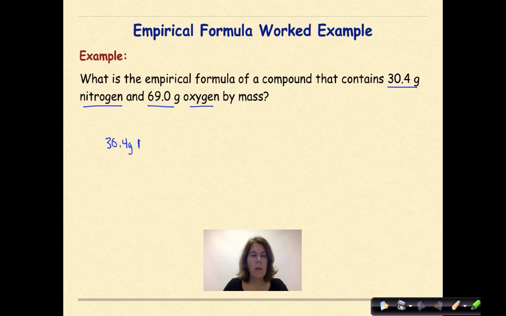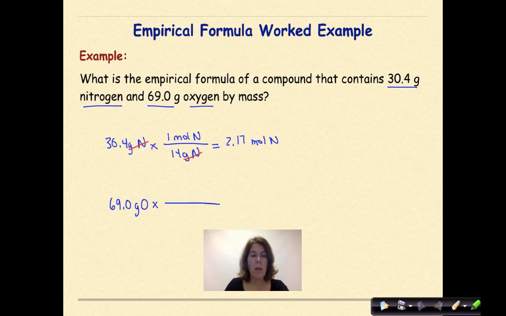30.4 grams of nitrogen, 69.0 grams of oxygen. Multiplication in a line. 1 mole of nitrogen, 14 grams of nitrogen. We're going to have our units cancel, so grams cancel grams. So if we calculate 30.4 times 1 divided by 14, we get 2.17 moles of nitrogen. Let's do the same thing for oxygen.